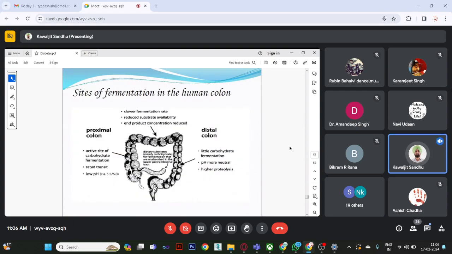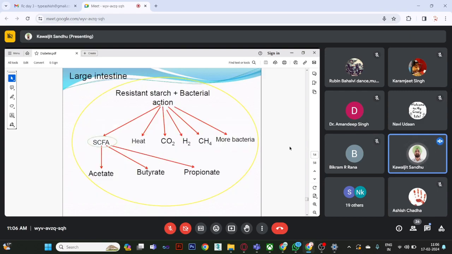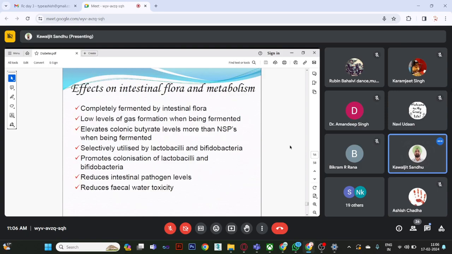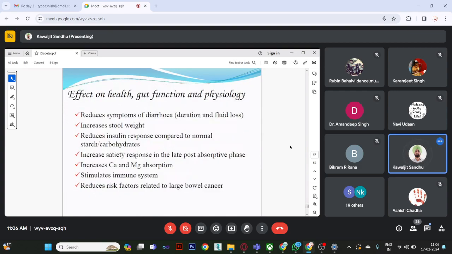So these are sites of our large intestine, and this is how carbohydrates are fermented by microorganisms. Resistant carbohydrate is consumed by bacteria residing in the large intestine, and the primary metabolites produced are short chain fatty acids, primarily acetate, butyrate, and propionate. So these are very important for health beneficial effects.